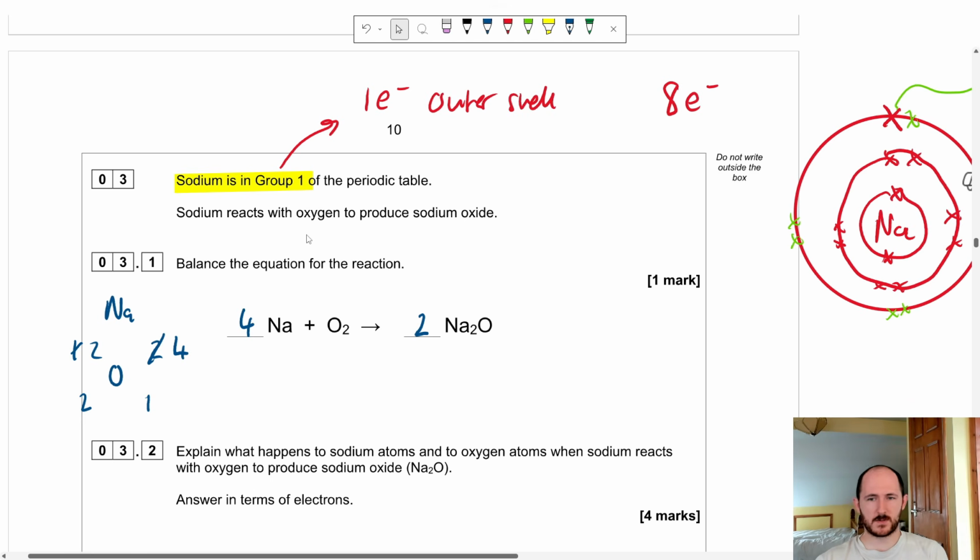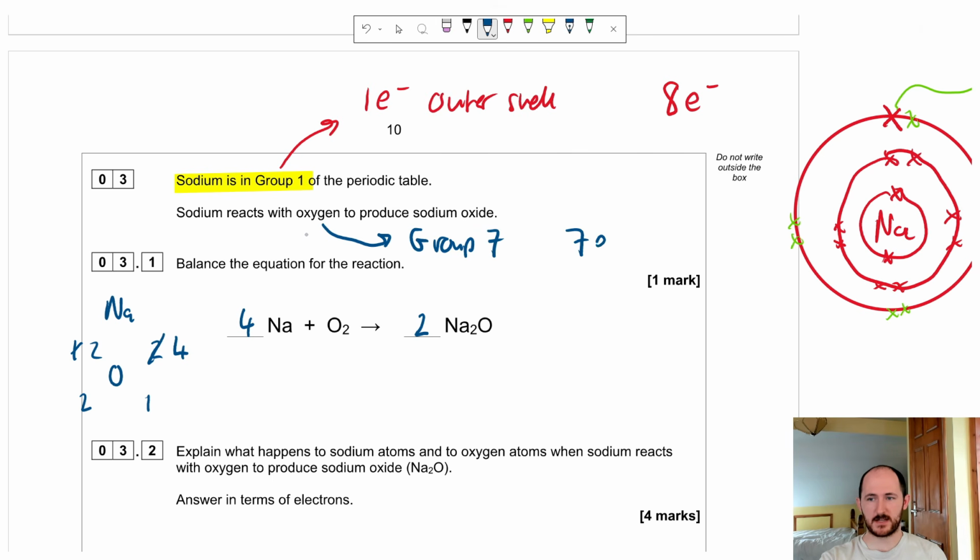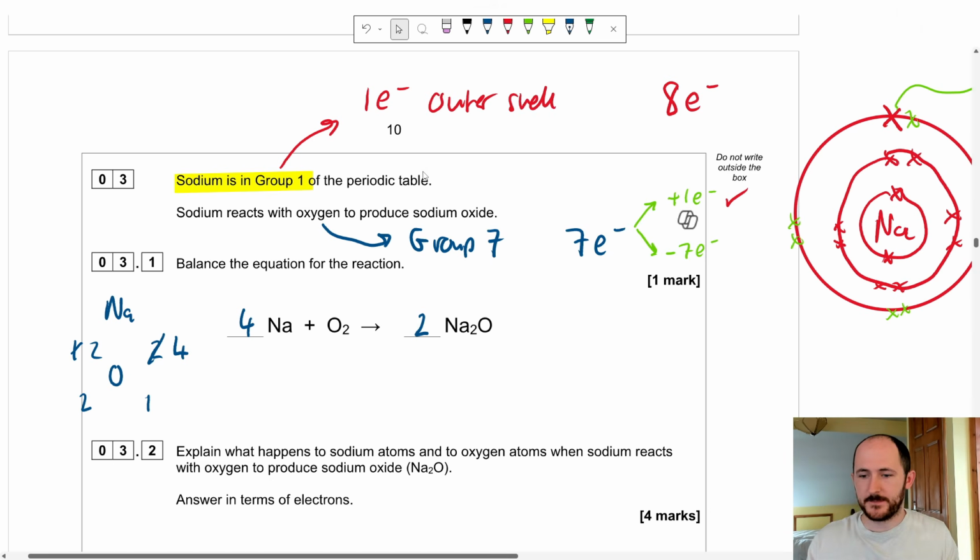Now they've told us it reacts with oxygen. Oxygen, without even looking at the periodic table, is going to be in group 7. Now what does that mean? It means it has 7 electrons in the outer shell. And remember, they want to have a full outer shell. So, oxygen can either gain 1 electron, or it can lose 7 electrons. And once again, which one do you think is easier? Well, definitely gaining 1 electron, right? Because you can find an electron more easily than you can just get rid of 7.